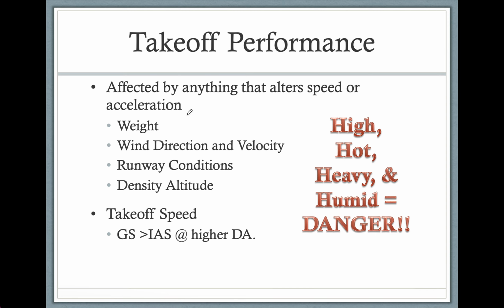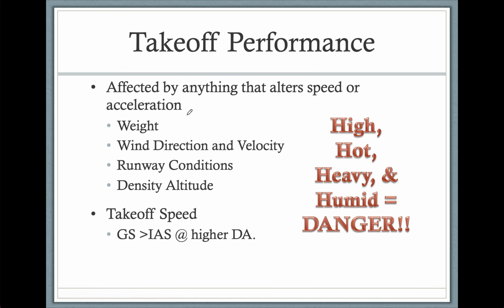So at a high density altitude, you will be going faster over the ground for your airspeed indicator to say the same thing. So make sure that you fly indicated airspeeds, especially at high altitudes, because the outside picture is going to look different to you. And that's because you have a higher true airspeed at higher density altitudes.